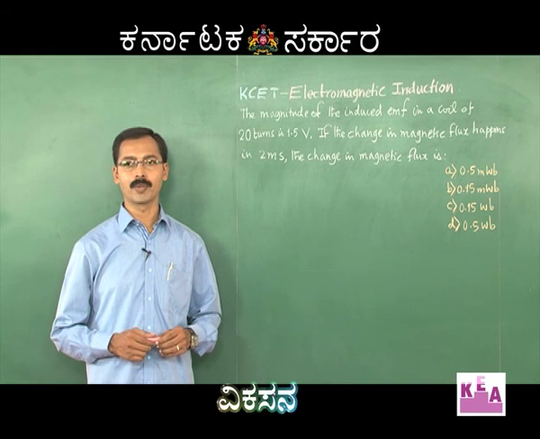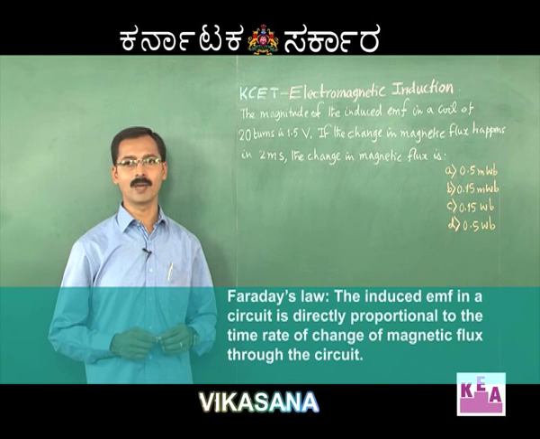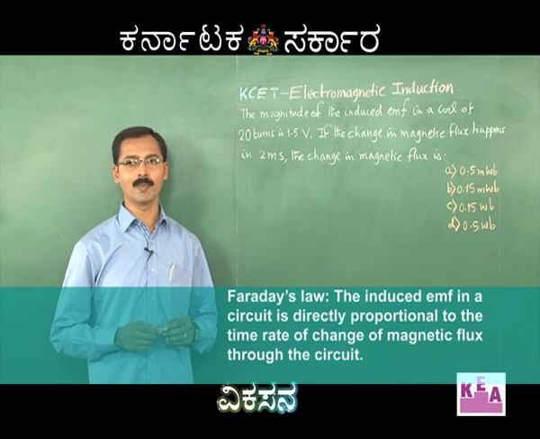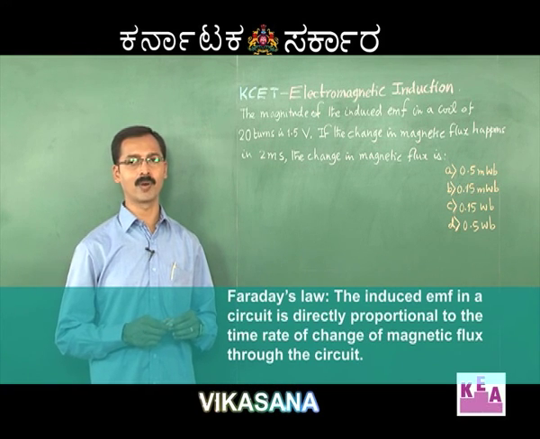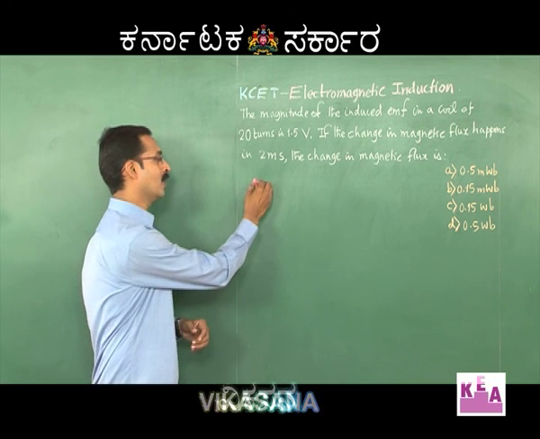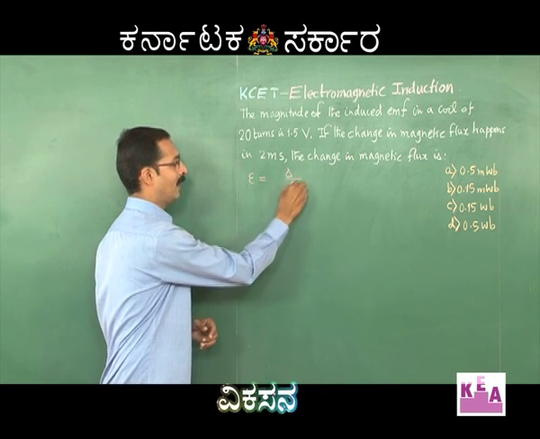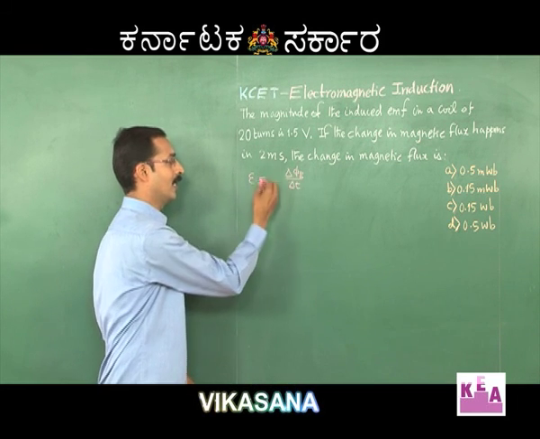The next concept we are going to discuss is Faraday's law of electromagnetic induction. According to Faraday's law of electromagnetic induction, whenever there is a change in magnetic flux linked with the circuit, there is a production of EMF in the circuit. The magnitude of the induced EMF is equal to the rate of change of magnetic flux linked with the coil. That is, induced EMF E is equal to the rate of change of magnetic flux linked with the coil.